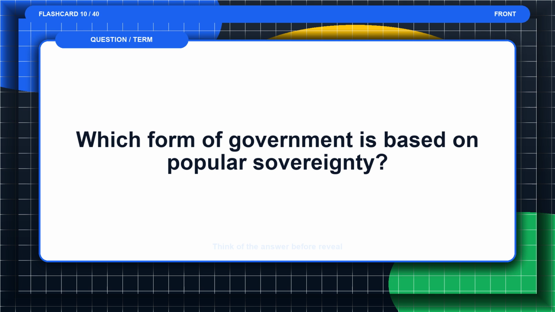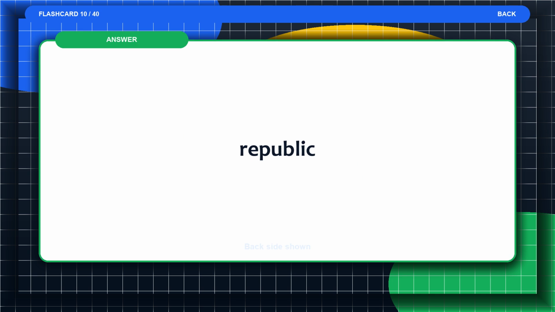Flashcard 10. Which form of government is based on popular sovereignty? Think of the answer before the reveal. The answer is republic.